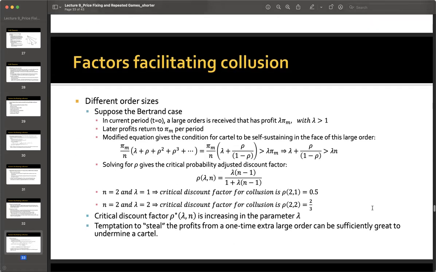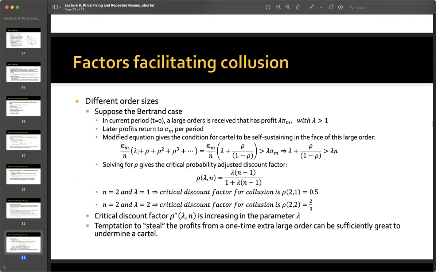Okay. Different order sizes. So suppose the Bertrand case. In the current period, t equal to 0, a large order is received, with a profit of lambda pi m, with lambda greater than 1. So that's a large order, it gives you extra profits, right? Later profits return to pi m per period. So the modified equation here gives you the condition for the cartel to be self-sustaining in the face of a large order, which is the following.